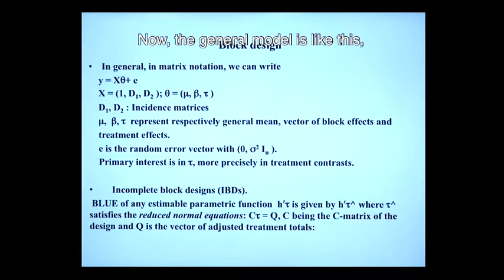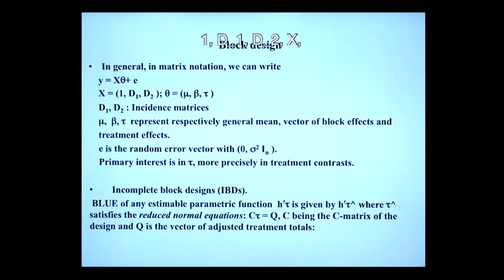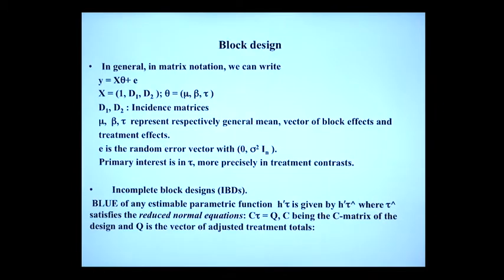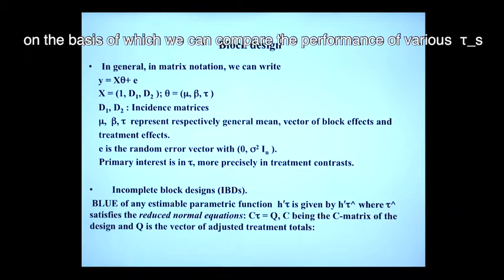Now, the general model can be written in this form, y = X theta. In matrix notation we can write this as X = [1, D1, D2], and theta is the parameter vector, that is mu, beta, tau. Our problem is to estimate this mu, beta, tau, on the basis of which we can compare the performance of different tau_j's.